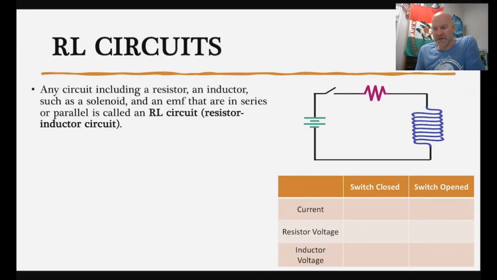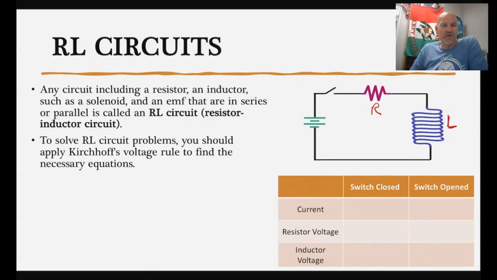An RL circuit is any circuit consisting of a resistor and an inductor, such as a solenoid. In the last video, that was our example problem. We talked about a solenoid and an EMF that are in series or parallel, and so those are RL circuits. This is our symbol for a resistor, and this coil-looking symbol is our inductor. Some of these equations will look like when we talked about RC circuits. We're going to look at charging versus discharging, with the switch closed versus opened. Let's keep talking about this.